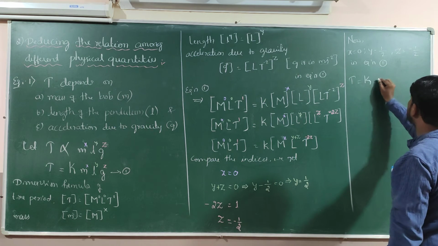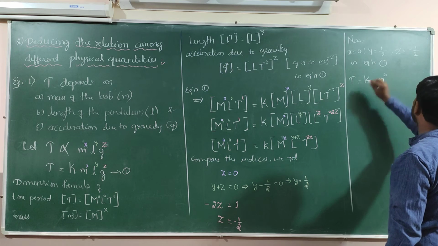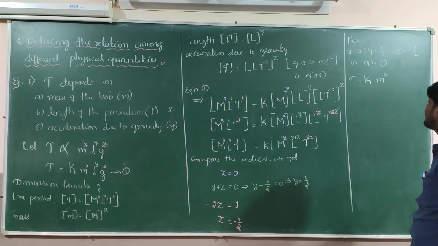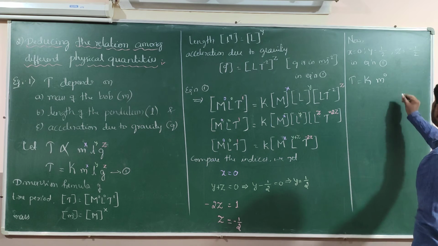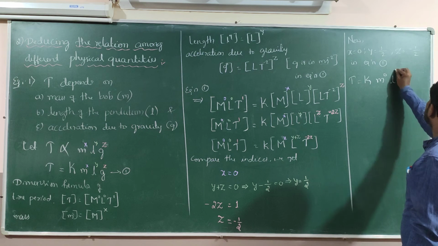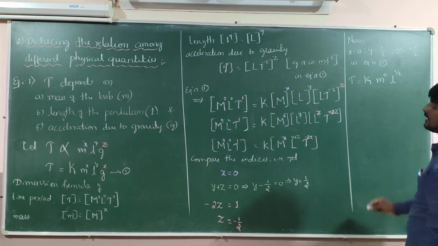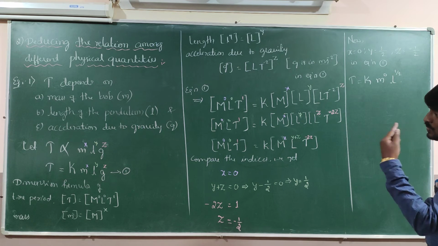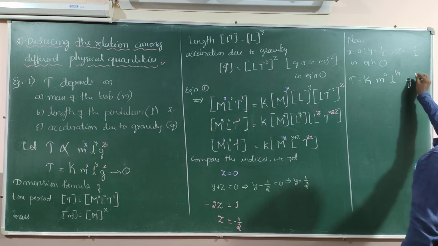M raised to x. What is the value of x? x is equal to 0, so I have to write M raised to 0. Afterwards, L raised to y. What is the value of y? Plus 1 by 2. Then g raised to z. What is the value of z? It is minus 1 by 2.